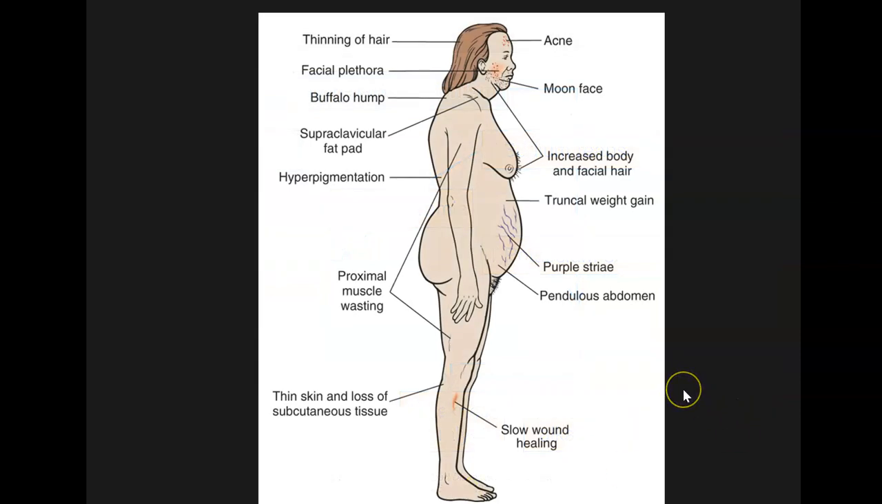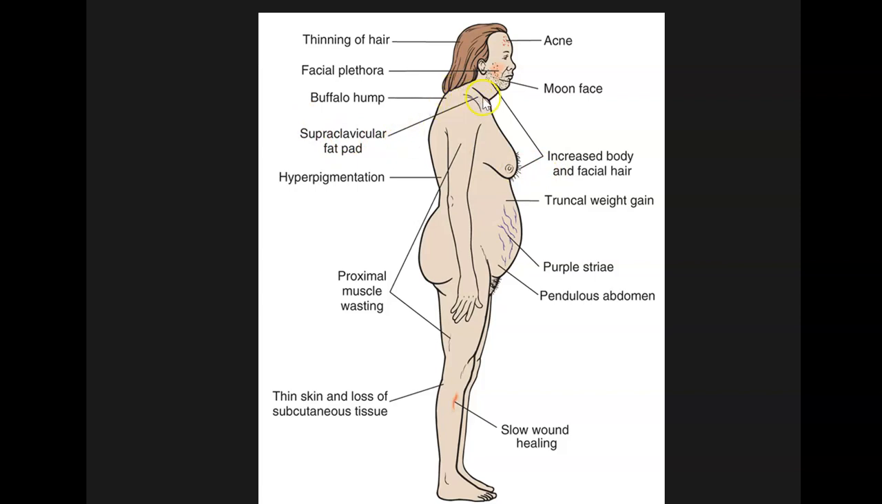Okay, so here is another one, and this is related to cortisol. So when we were talking about abdominal obesity here, proximal muscle wasting, so we get thin arms and legs, slow wound healing, thick skin, and lots of subcutaneous tissue, hyperpigmentation on the back and stuff, and on the skin.